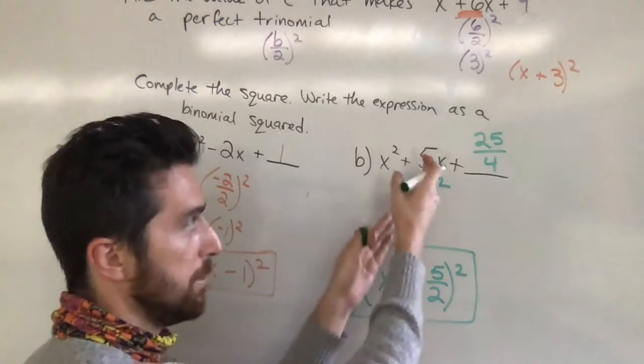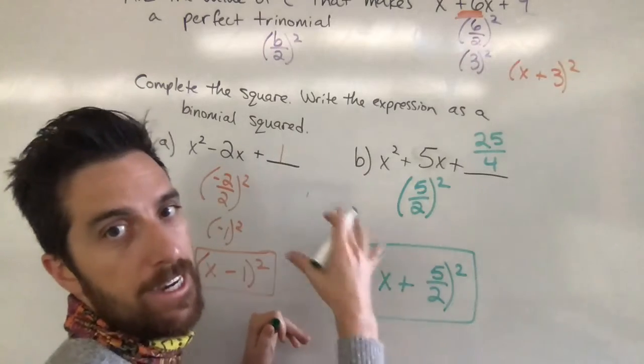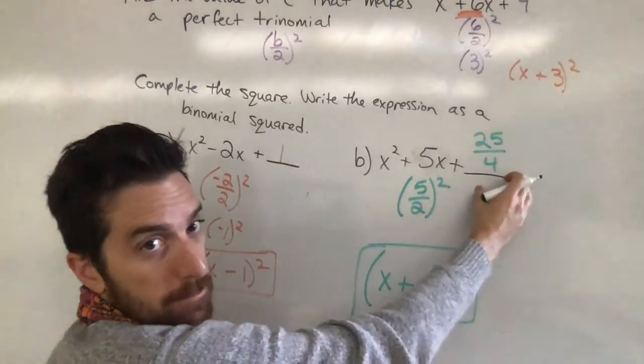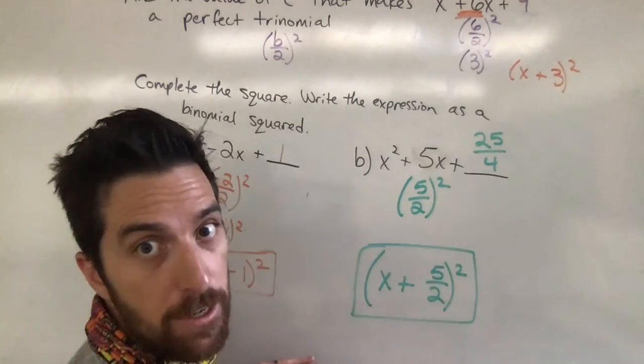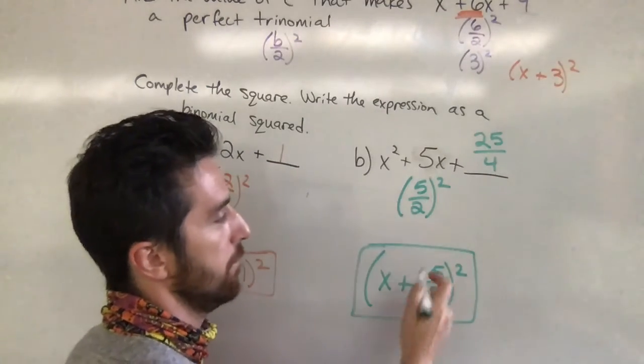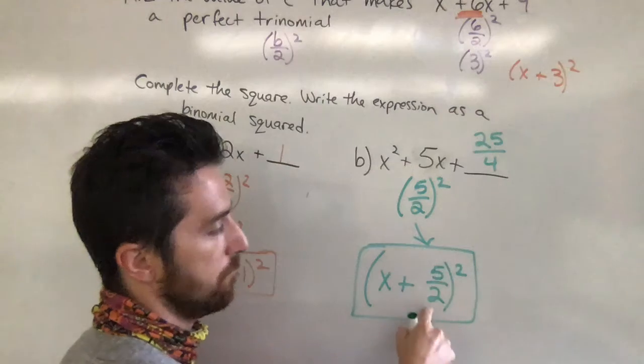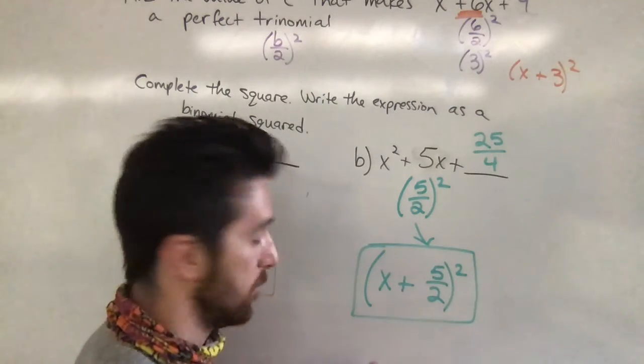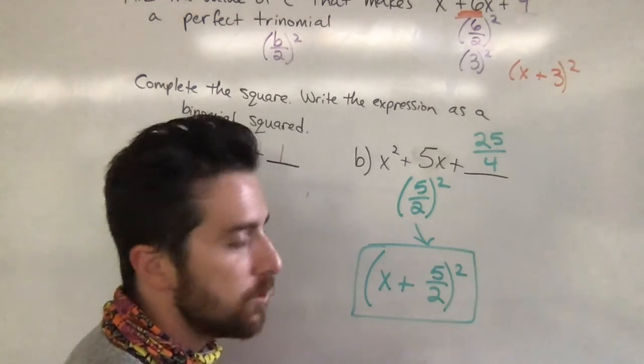So you cut b in half, you divide by 2, and then you square it to get c on every one of these. Cut it in half, square it. Now, after you cut it in half, that number will go right there with the x to make it a binomial squared.